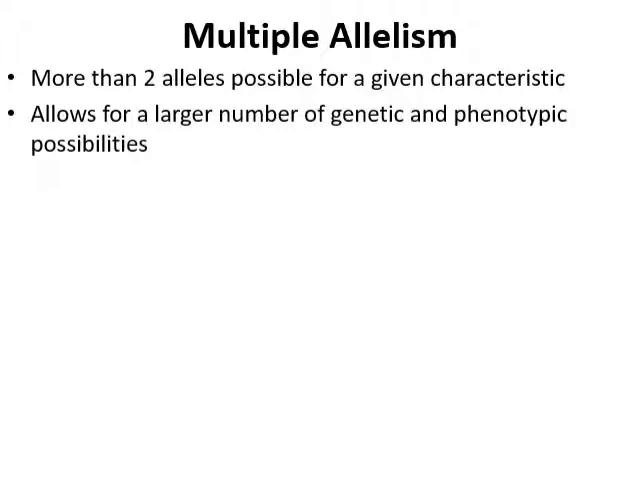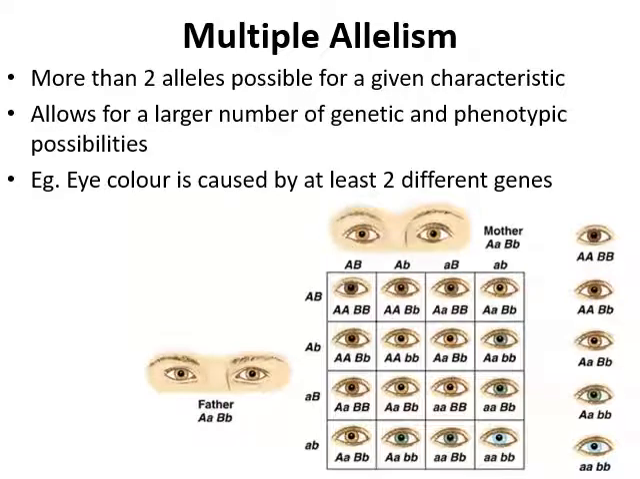Multiple allelism is where there are more than 2 alleles possible for a particular characteristic. It gives us a larger variety of genotypes and also phenotypes. Eye color is one of these, where you have more than 1 gene present. This is showing 2 possible genes, an A gene as well as a B gene, where you could have a dominant and recessive version of the A gene and a dominant and recessive version of the B gene, and depending on how they combine together, we can have all sorts of different combinations of eye color.